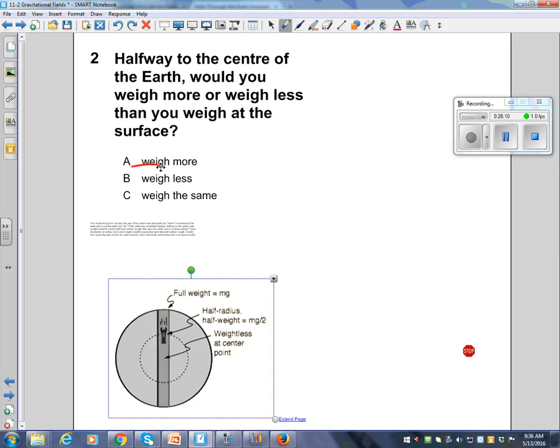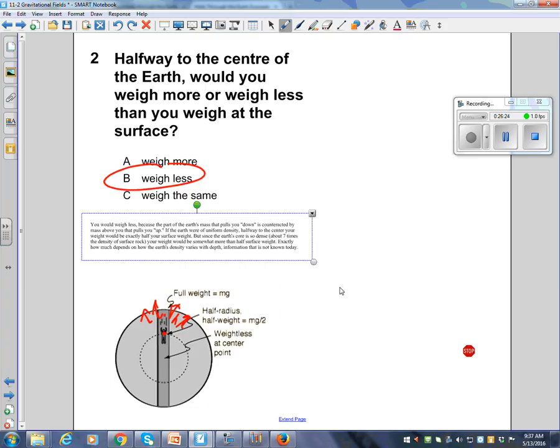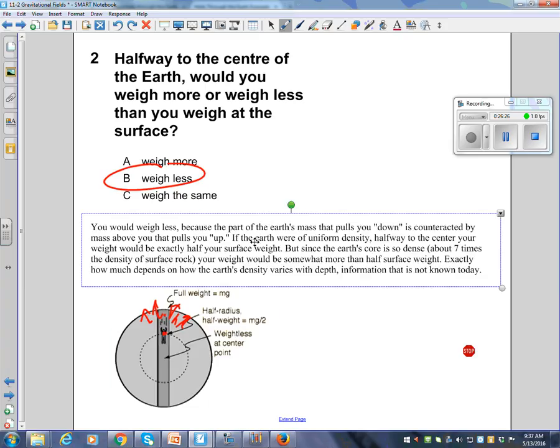Why? Because you've got all this mass above pulling you up. Actually, I went through those the wrong way, right? You've got mass above pulling you up, so you would weigh less. Pretty sure. Let me check the fine print. You would weigh less because the part of the Earth's mass that pulls you down is counteracted by the mass that pulls you up.